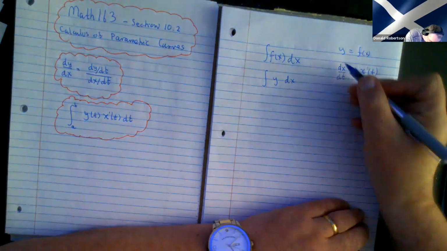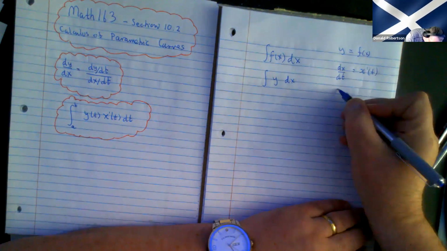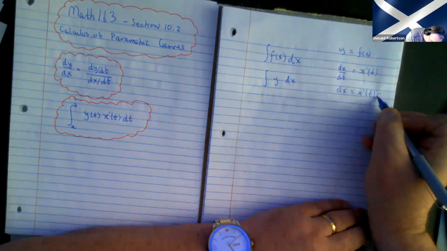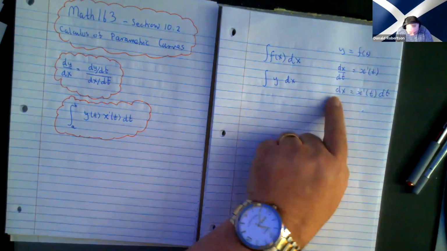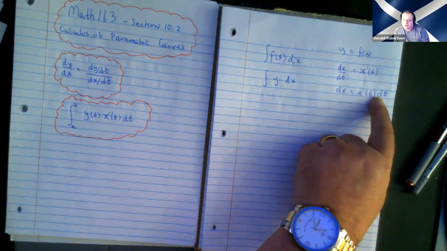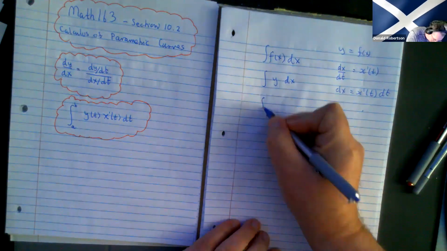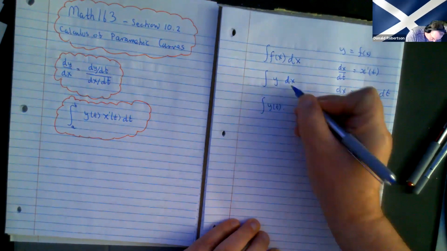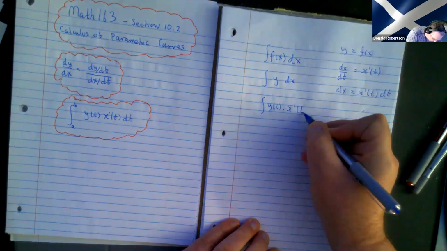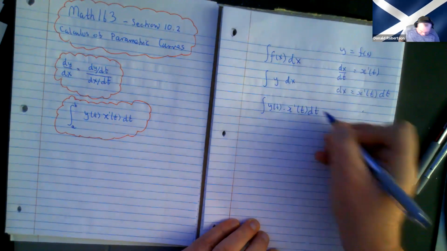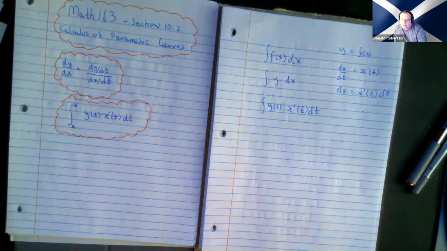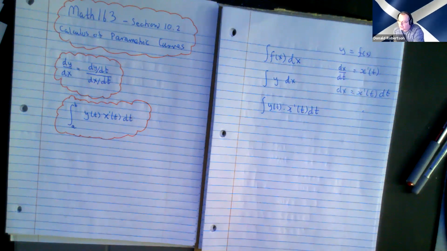Now, if you've ever done one of those u-subs where you move things around a little bit, won't dx be x dash t dt? So what we have is the y function in terms of t. Instead of dx, we have x dash t dt. So does that formula look a little bit less magic, and you kind of see where it's coming from, right?